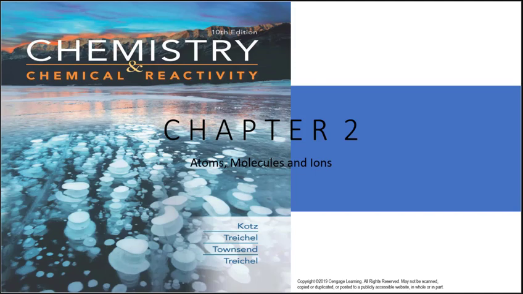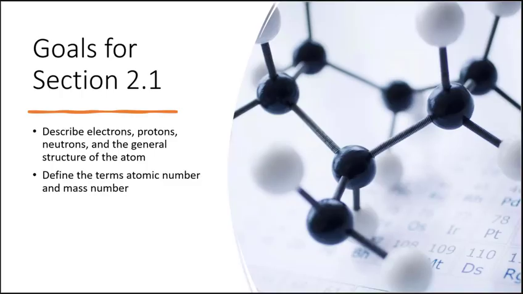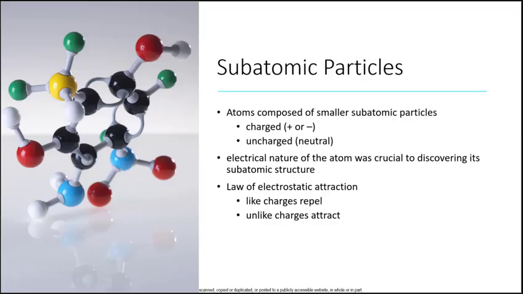Welcome to Chapter 2, where we will be talking about atoms, molecules, and ions. So our goal for our first section, we're going to describe electrons, protons, neutrons, and the structure of the atom, and look at terms like the atomic number and mass number.